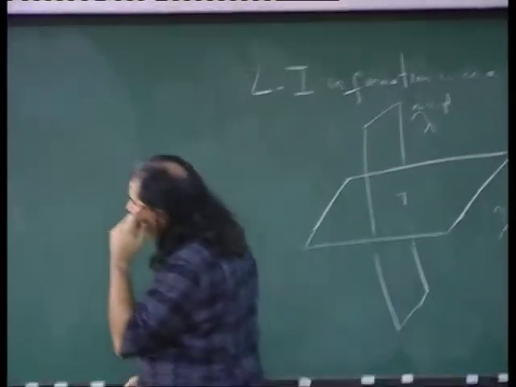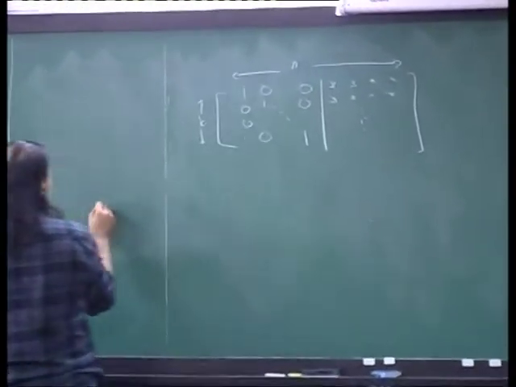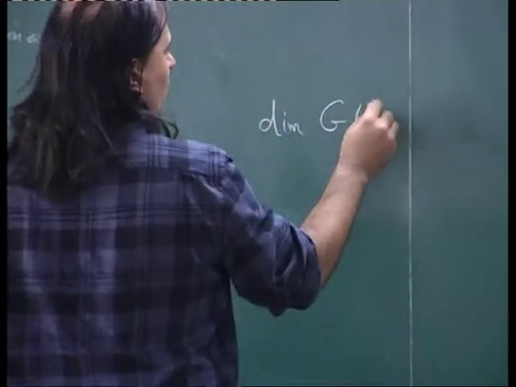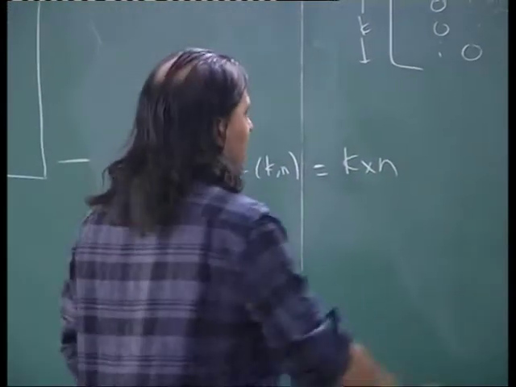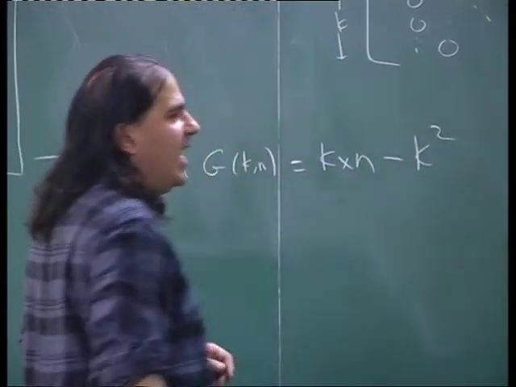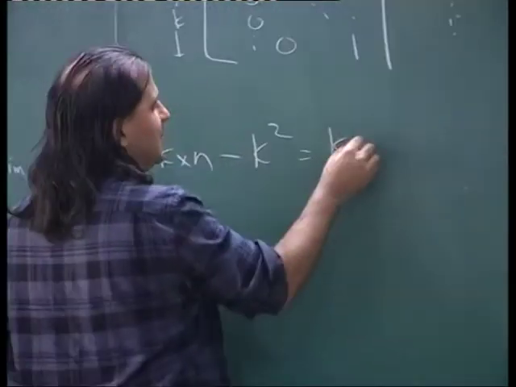What's the dimensionality of the Grassmannian? Well, we can just figure it out. It's the dimension of the k by n matrices minus the dimensionality of GL(k). So this is k times (n minus k).